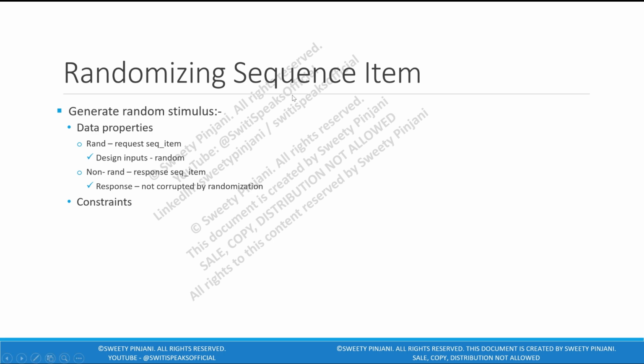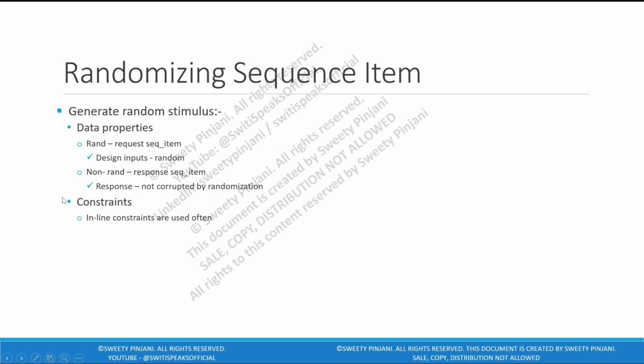How do you randomize the sequence item? By using constraints. We have a complete series on SystemVerilog randomization, which is uploaded on the official YouTube channel by Sweetie Pinjani, where we have discussed different ways to randomize your data. And there we had discussed different types of constraints also. The same concept we will use in UVM.